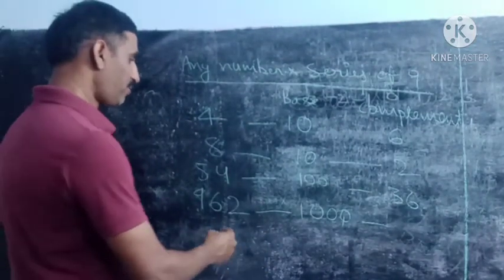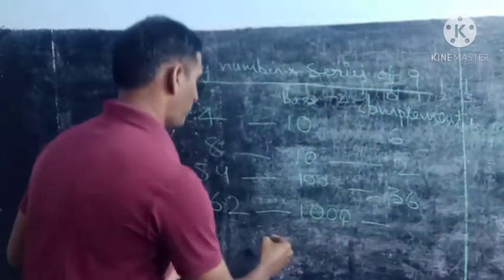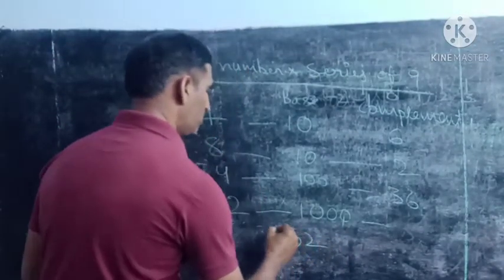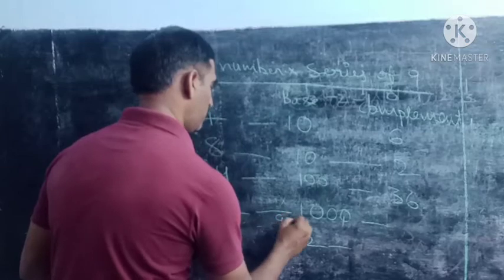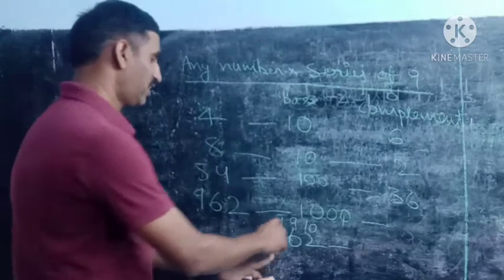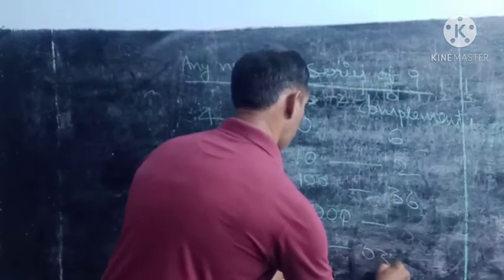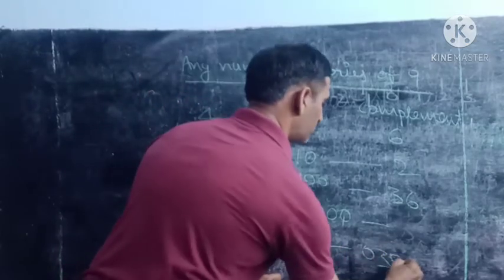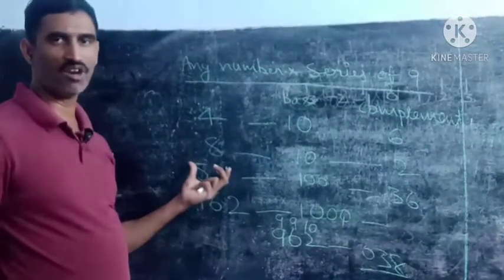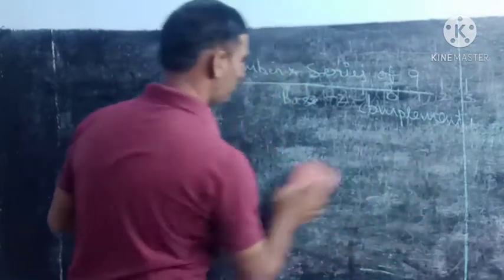Suppose I have 962. For finding its complement, write 9, 9, 10. For 962: 9 minus 9 is 0. 9 minus 6 is 3. 10 minus 2 is 8. So 038 is the complement. Clear? This is how you find the base and complement. Some more examples we are going to do.